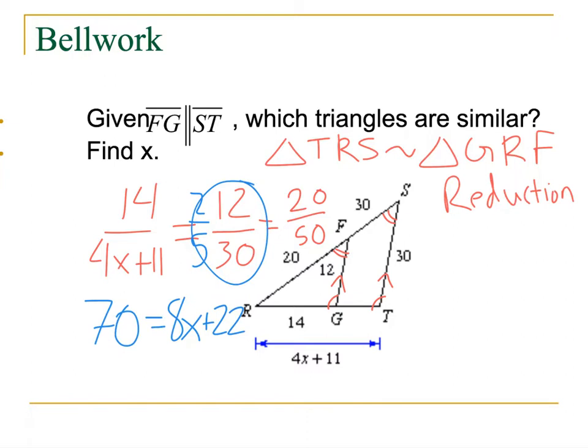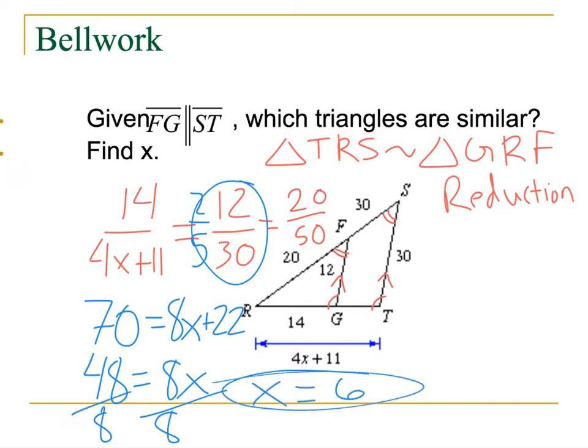All right, so I've cross-multiplied. Now I need to just solve it. So how about I subtract 22 over to the other side and get 48. And if I divide by 8, I end up with x equals 6. Cool. That was super fun, rad, and cool.